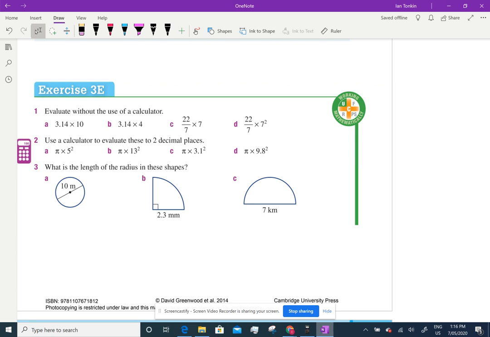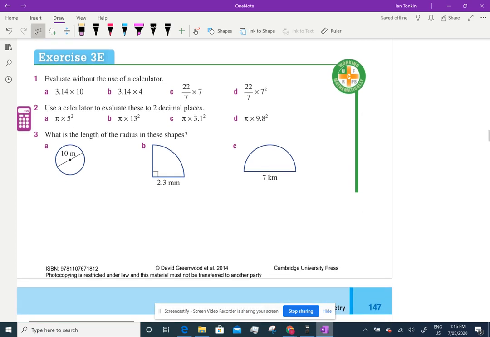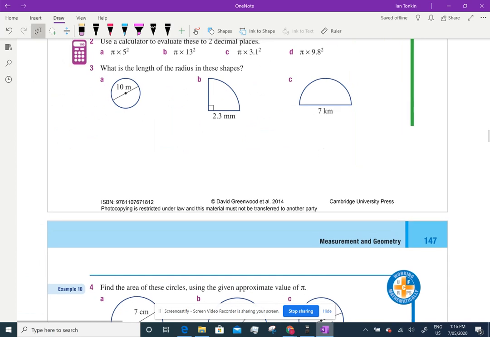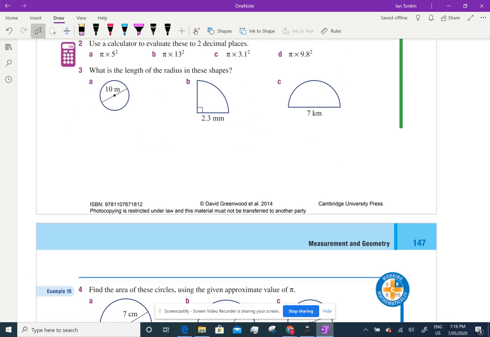So we're meant to do questions 3, 4, and 5. In question 3, they're just asking you to find the radius. You've just got to find the radius. So you have a go at those. Pause the video, come back.